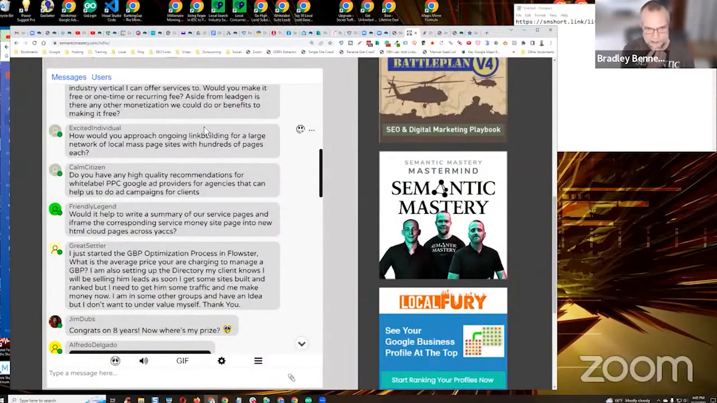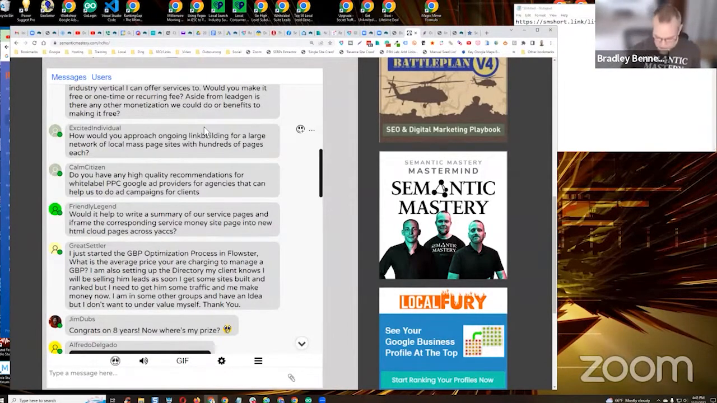How would you approach ongoing link building for a large network of local mass page sites with hundreds of pages each? That's a good question. Probably hit hub pages or top of silo pages, depending on how you structured your build.